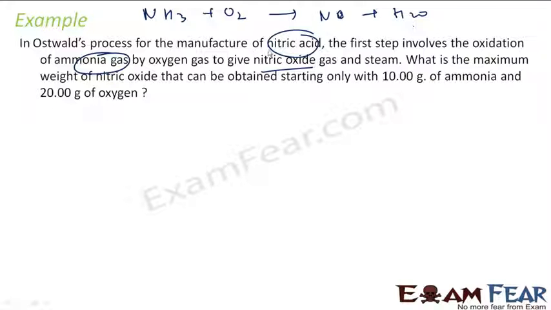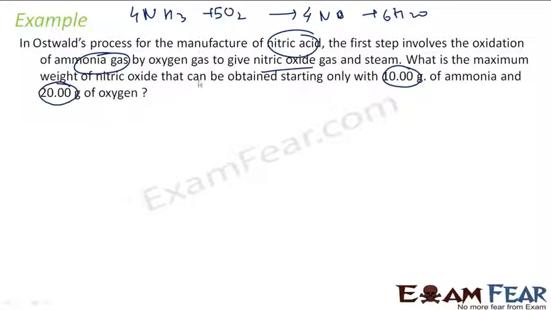So the first thing you can do is balance this reaction with the method which I have just explained, right? And then the balanced reaction will be 4, 5, 4, 6. In the interest of time, I'm just using the balanced reaction. The question says, what is the maximum weight of nitric acid that can be obtained, starting with 10 gram of ammonia and 20 gram of oxygen.